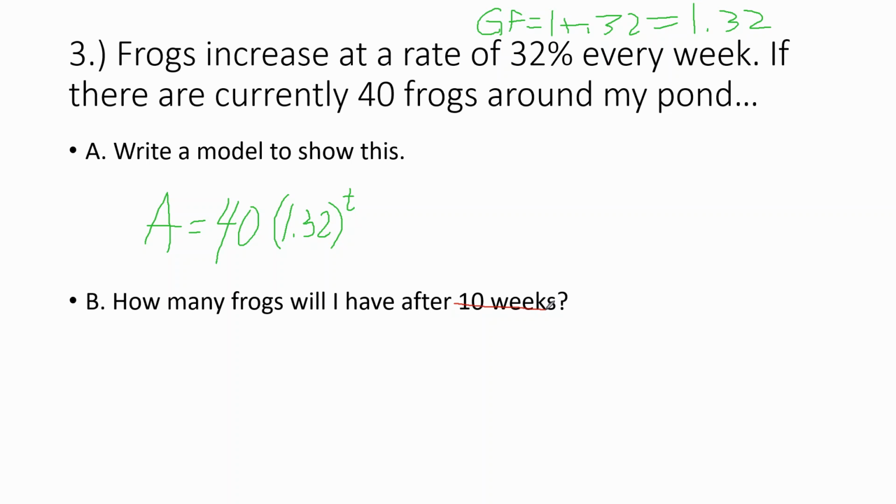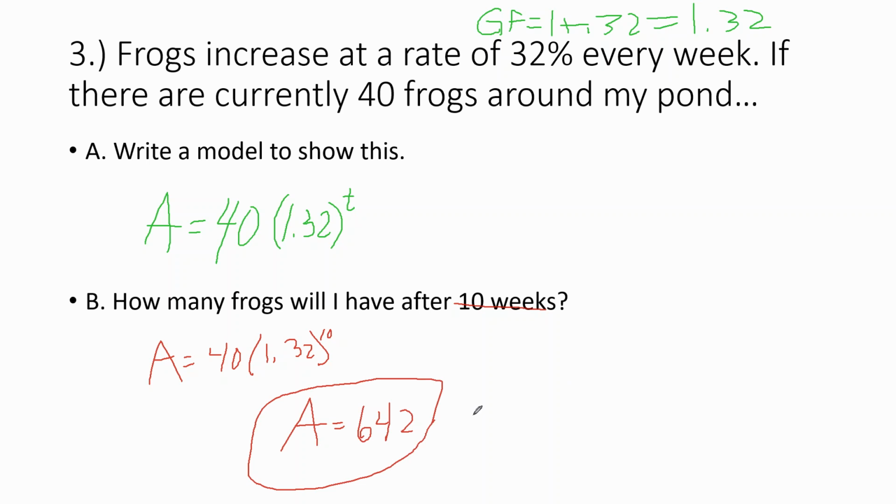Now, what do I do in part B when it says how many frogs will I have after 10 weeks? What do I do with that 10 weeks? Put it in for the t in the equation. So A equals 40 times 1.32 to the 10. That gives 642.39, and we're going to round to 642, because we're talking about frogs, and you can't have a partial frog.